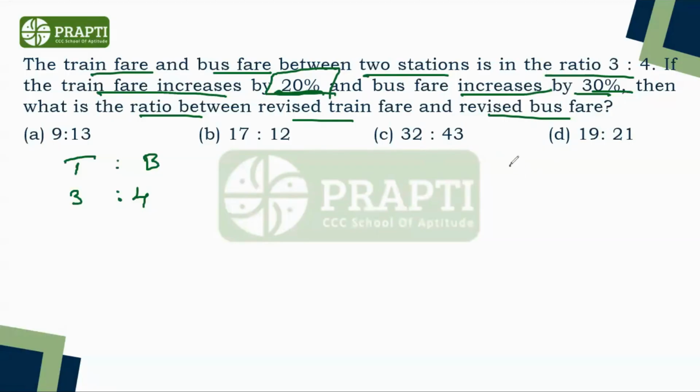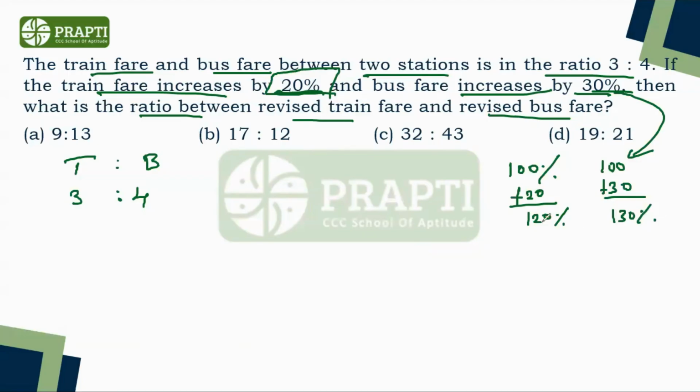So you just see, when it comes to percentage, always take the base value as 100%. So increase by 20, in a sense, plus 20, which is nothing but 120%. Here, increased by 30, in a sense, 100 plus 30, which is nothing but 130%. So this 120% we can make it as 120 by 100, which is equal to 1.2. Here, 130 by 100, which is equal to 1.3.